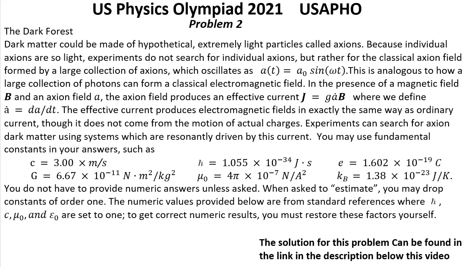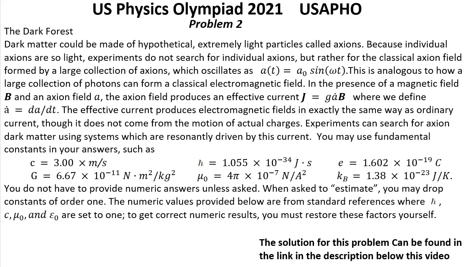US Physics Olympiad, year 2021, USAPhO, final round. Problem 2. The dark forest. Dark matter could be made of hypothetical extremely light particles called axions.